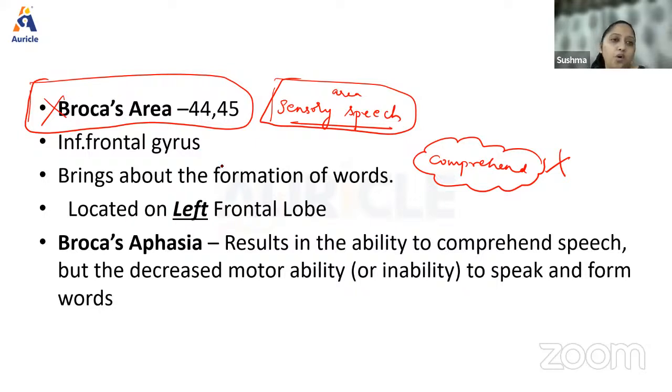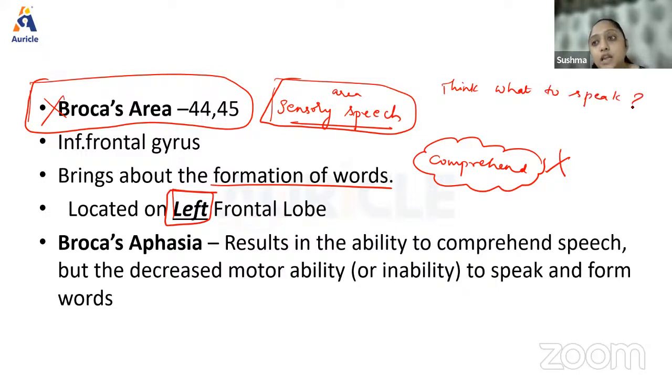Always, guys, all of these important areas like Broca's area and Wernicke's area are located on the left frontal lobe. Here it brings about the formation of words. Whenever I cannot think and cannot comprehend... How do we speak? Before speaking, what do we do? We think what to speak, and then only we speak.